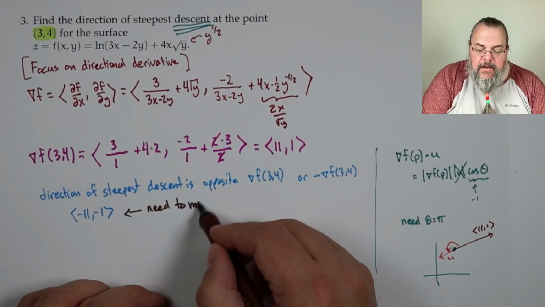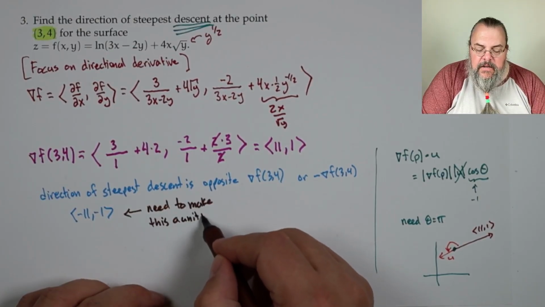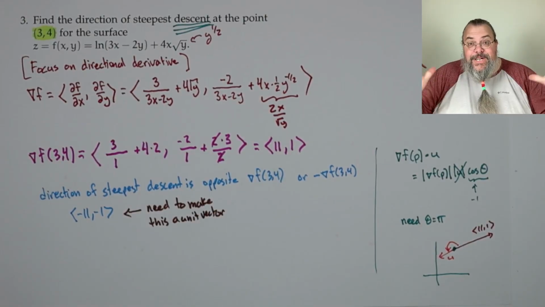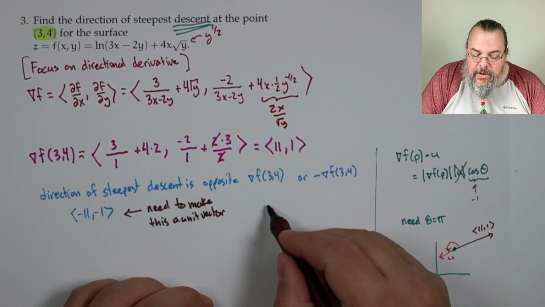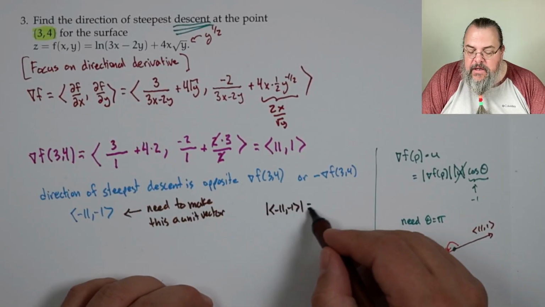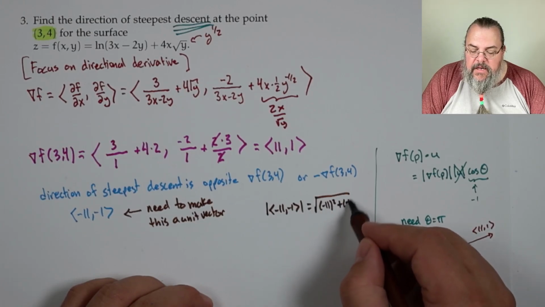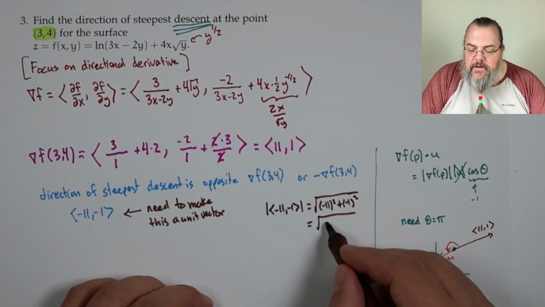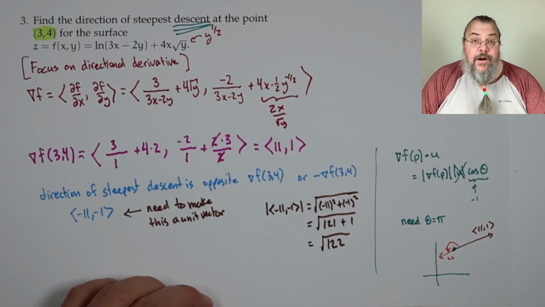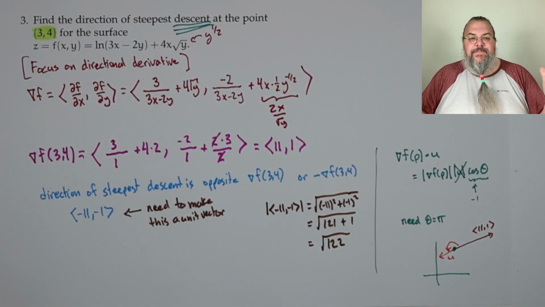So, okay, that's not a problem. We know how to do that. We just need to scale it. The problem is it's too long, so we're going to shrink it down. So we do a little quick computation. The magnitude of -11, -1. Well, that's the square root of -11 squared plus -1 squared. That's the square root of 121 plus 1. Square root of 122, right? There's nothing we can really do for that.